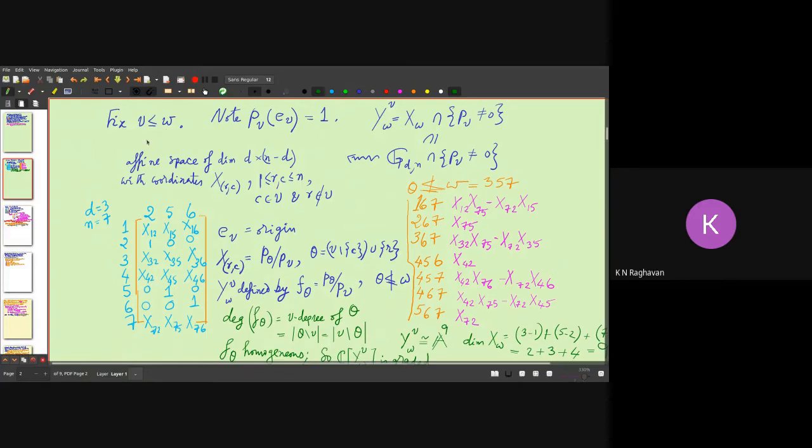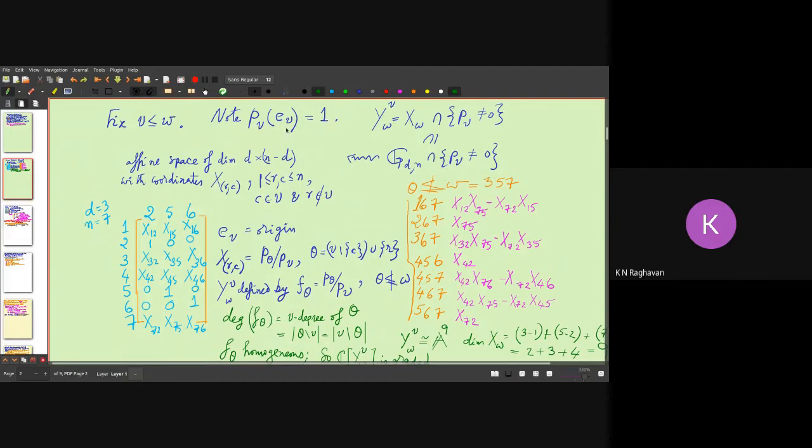So fix V less than or equal to W. Now for the rest of the talk, V less than or equal to W will remain fixed. So I want to concentrate on a neighborhood of V. Rather than look at the projective variety XW, I can invert one of the projective coordinates and look at an affine patch around V. In order to do that, I observe that the projective coordinate PV of EV is equal to 1.